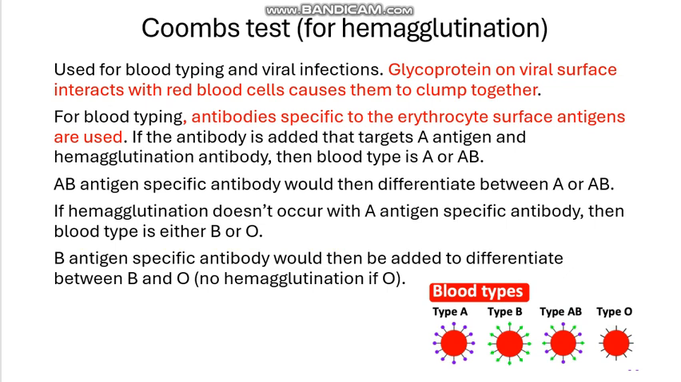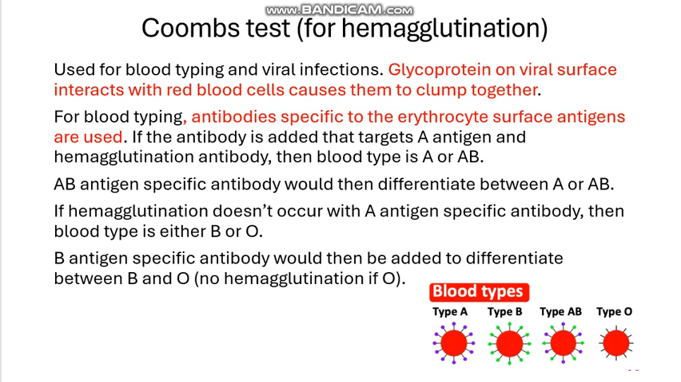Now moving on to a Coombs test, which looks at a process called hemagglutination. A Coombs test is used for blood typing and for identifying viral infections. Glycoproteins on viral surface proteins interact with the red blood cells, causing them to clump together. With regards to blood typing, antibodies specific to erythrocyte surface antigens are used.